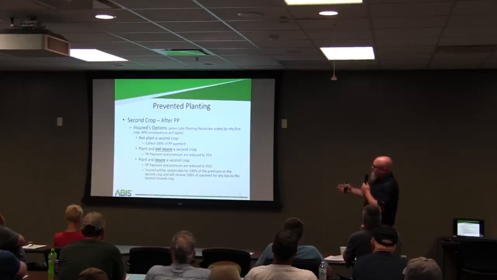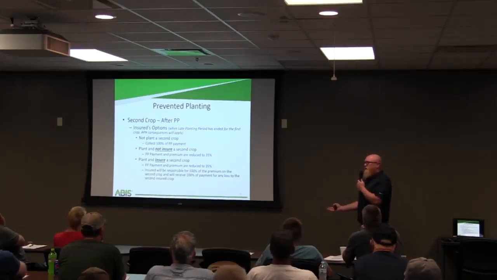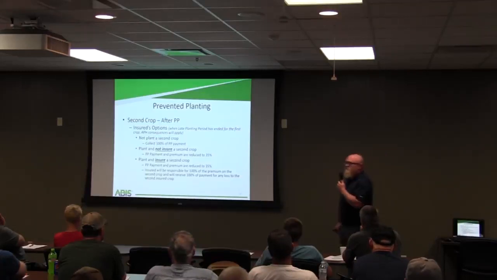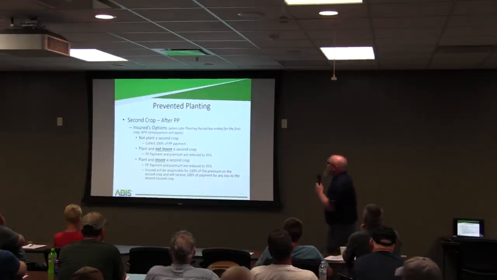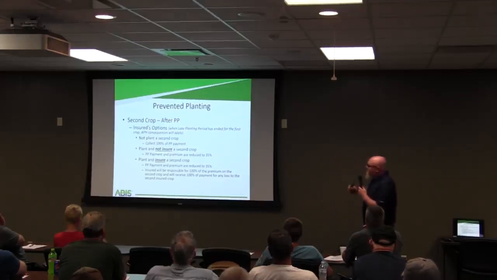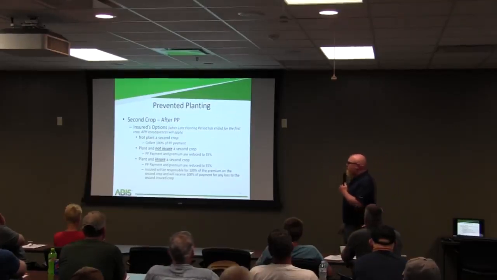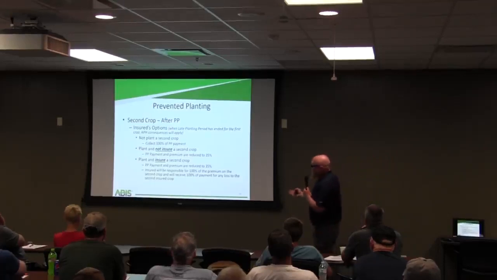If you plant and not insure a second crop, your preventive plant payment and premium are going to be reduced to 35% of what you normally would have gotten. So if your preventive plant guarantee was $300, for example, you're going to get paid something like $103, or somewhere in that neighborhood. And then your premium, if it was 21 bucks an acre, would go down to somewhere in the neighborhood of 7. And then also you could plant and insure a second crop.